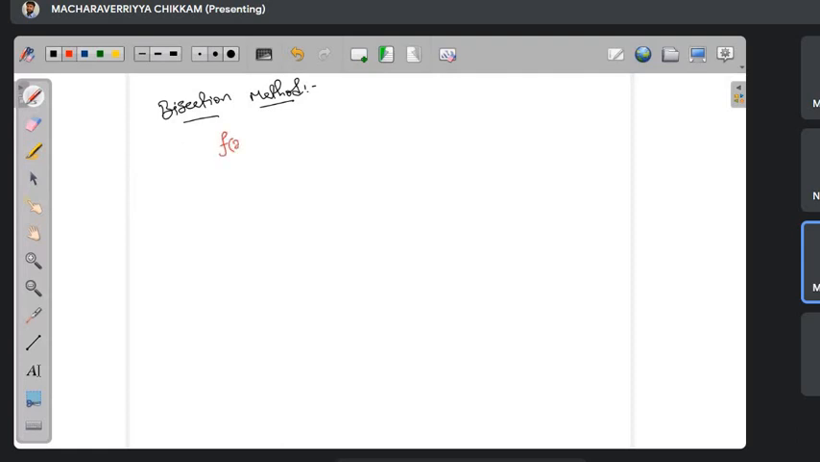Initially you are given this function, f of x equal to x cube minus 3x plus 1. I am taking the same function. Here f of 0 is 1, whereas f of 1 is minus 1. Therefore, there exists a root of f of x in the interval a comma b, that is nothing but 0 comma 1.